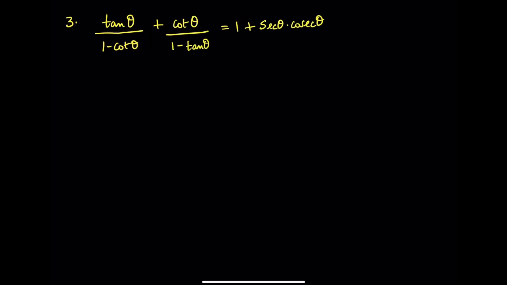Let's solve the third problem now. So here we have to prove that tan theta by (1 minus cot theta) plus cot theta by (1 minus tan theta) is 1 plus secant theta cosecant theta.